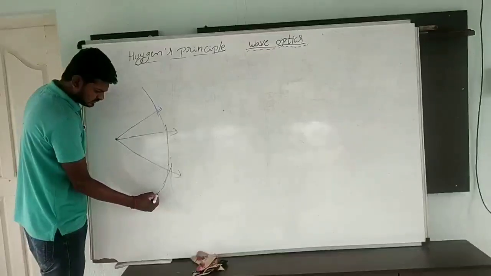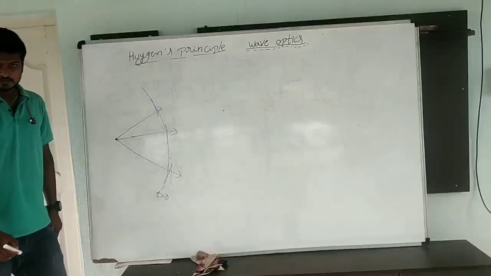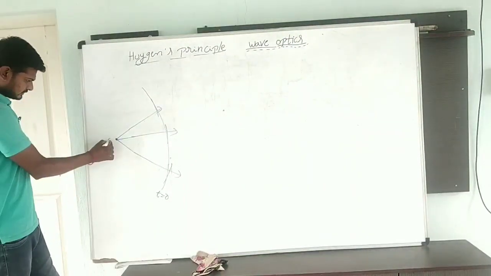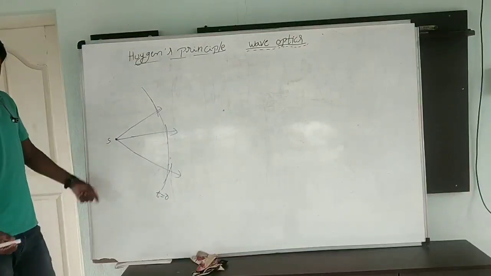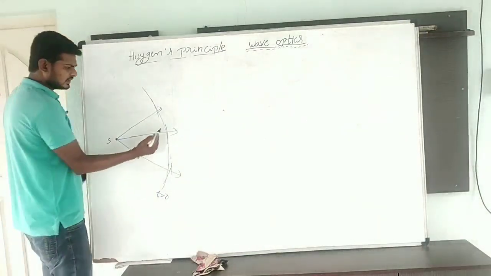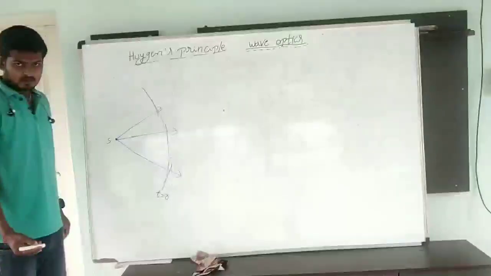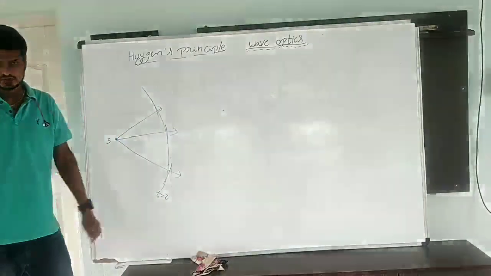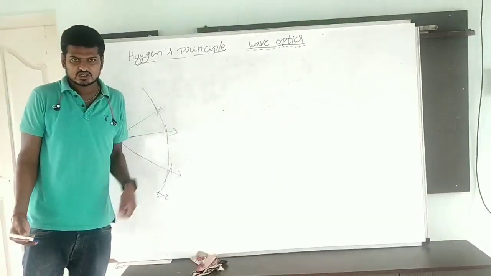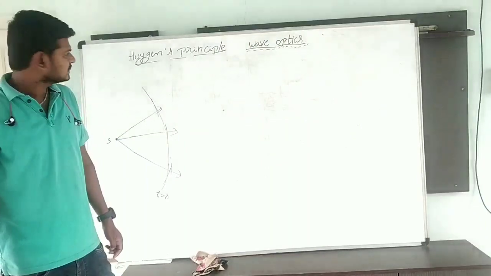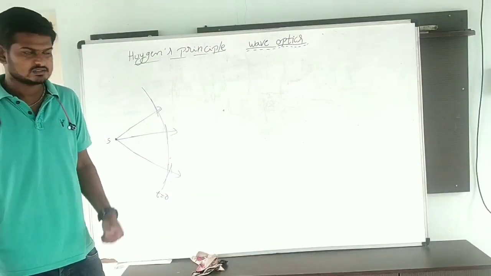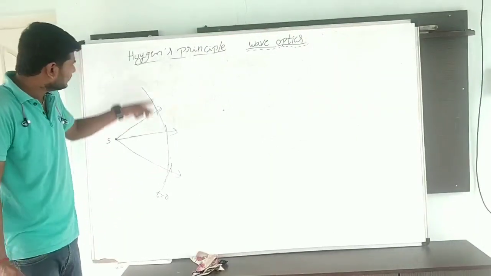At time t equal to 0 seconds, I observe this is the wavefront produced from the source. After a particular time interval, like 1 second, 2 seconds or 3 seconds, where will the wavefront form? How do we find out the position and direction of the new wavefront at an instant of time?